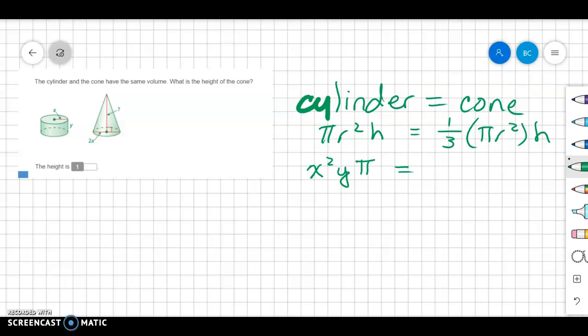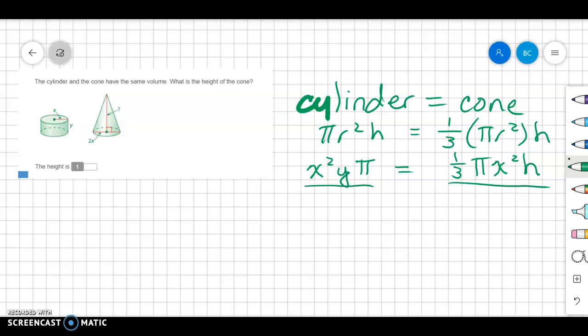And then the dimensions of the cone, 2x is the diameter, so x is the radius, which actually happens to be the same radius as the cylinder. So I'm going to put x for my radius, and my height is what I'm trying to figure out. So I've got 1/3 times pi times x squared times h. And I'm going to now just solve this equation. And I know it looks messy because I have all of these variables going on, but I'm going to be able to get rid of a lot of them right now.